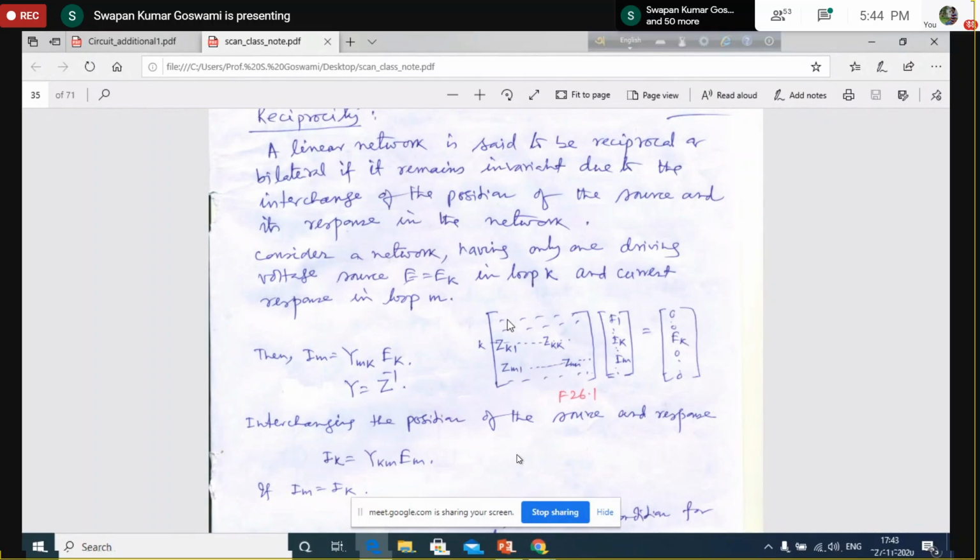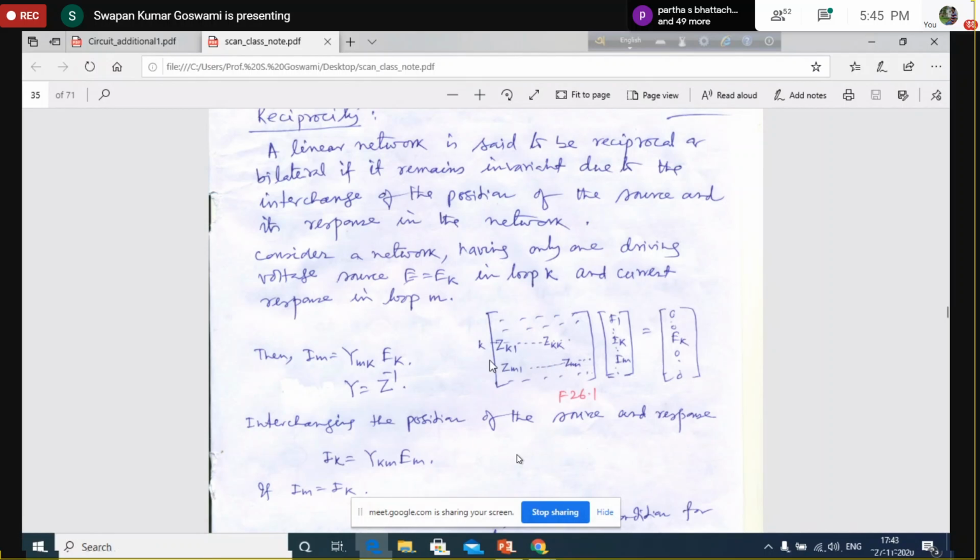But what we have done is we have removed all the sources of the network except the voltage source at loop k, and say that voltage source is represented by Ek, and the source has a definite value, say E. We are keeping a voltage source at loop k, and under this condition I want to measure the current at loop m. I can measure current in all the loops, but I want to measure the current at loop m. So I can write the loop equation.